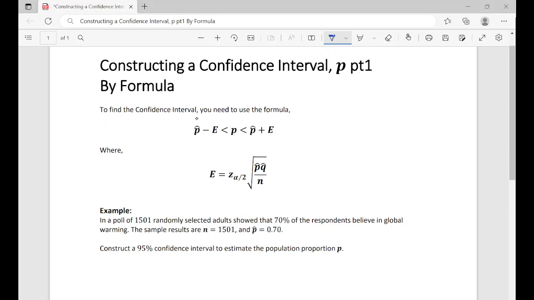To find the confidence interval, you need to use the formula p hat minus the margin of error less than p less than p hat plus the margin of error. And the margin of error is found by this formula here, z sub alpha over 2, the critical value, times the square root of p hat times q hat over n. So we have to find the margin of error first before we can use our confidence interval.